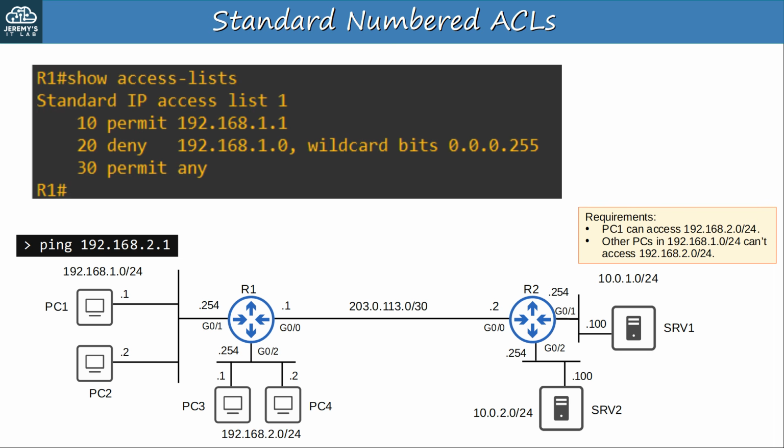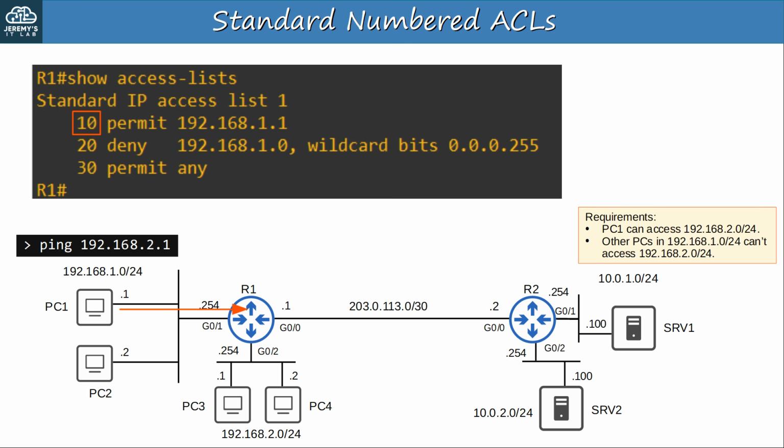Now let's see how that ACL will work. PC1 tries to ping PC3. The ping is received by R1. It doesn't check the ACL yet, because we didn't apply it to the G0/1 interface. R1 looks up the destination in its routing table, and sees it's connected to the G0/2 interface. However, ACL 1 is applied outbound on G0/2, so before forwarding the ping, it checks ACL 1.